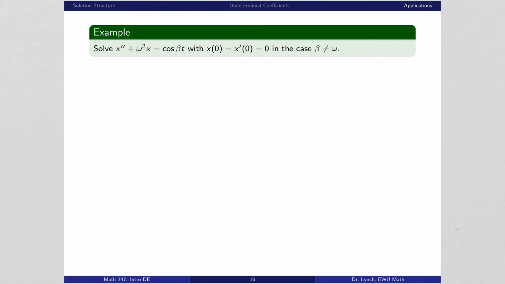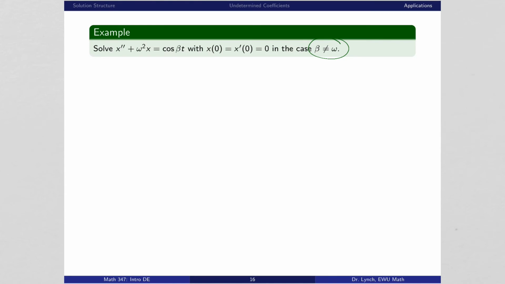Okay, finish off with one more example. Here is a second undamped forced system, and in this case we're going to have a look at an undamped forced system where the forcing frequency beta is different than the natural frequency omega of the system. So in this case we'll specifically take beta not equal to omega.